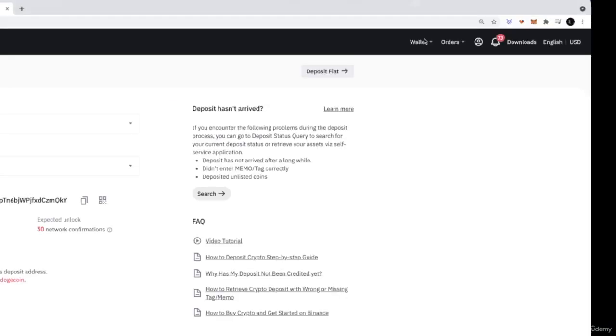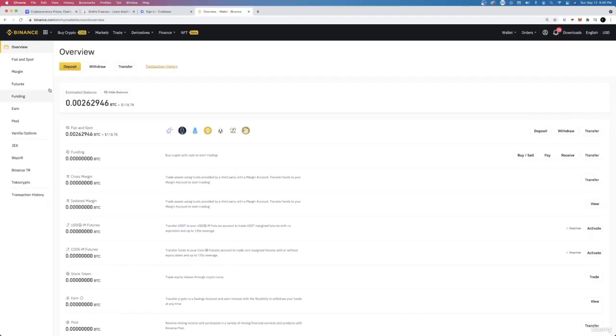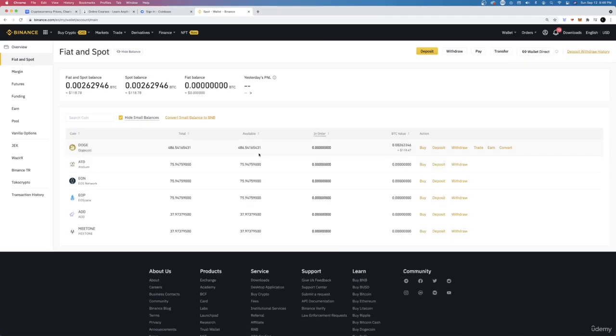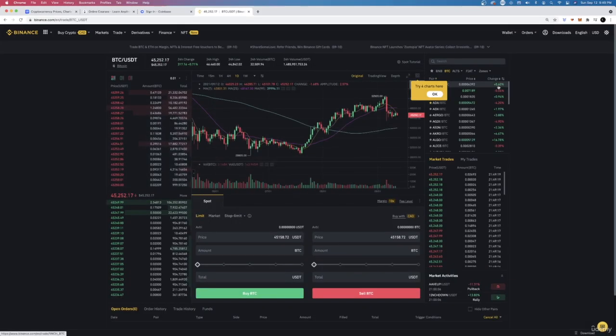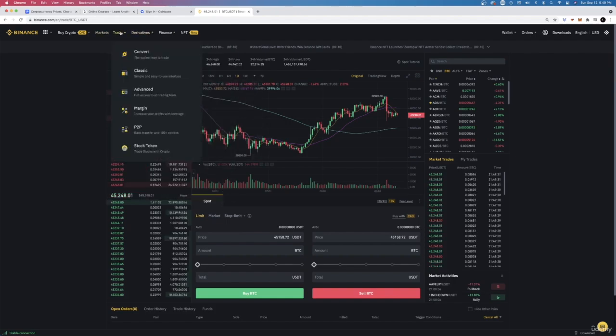So if we go over to our wallet overview, so fiat and spot. But what I want you to do is go into the exchange. Now this is going to be a place where you can trade cryptos. The exchange gives you a lot of data, but it's actually quite simple to use. I know it looks complex, but it's not too bad. I've used it quite a bit in the past.